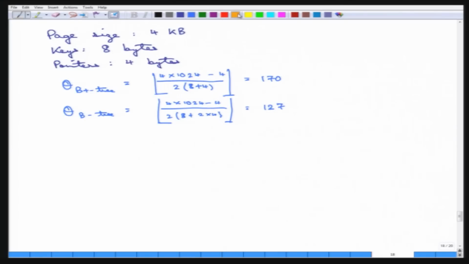Now I want to highlight one important point here. You see that the order of a B plus tree is more than the order of a B tree. In this particular example it is 170 versus 127. This means that for a particular node, much more data can be packed for a B plus tree than a B tree. Which also means that the height of a B plus tree can be less than that of a B tree, because assuming the same amount of data, since more data can fit within a node, fewer nodes are required, and the branching factor is also larger.